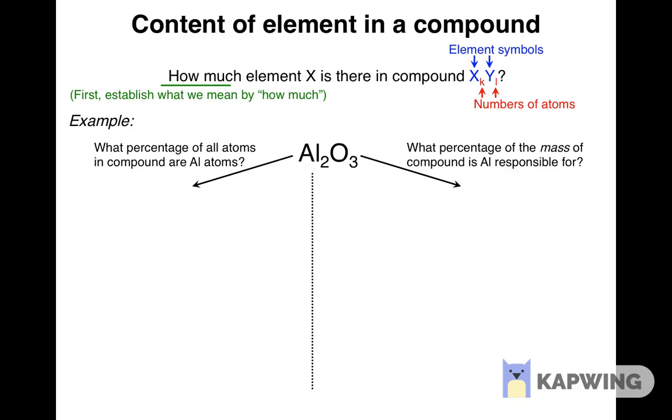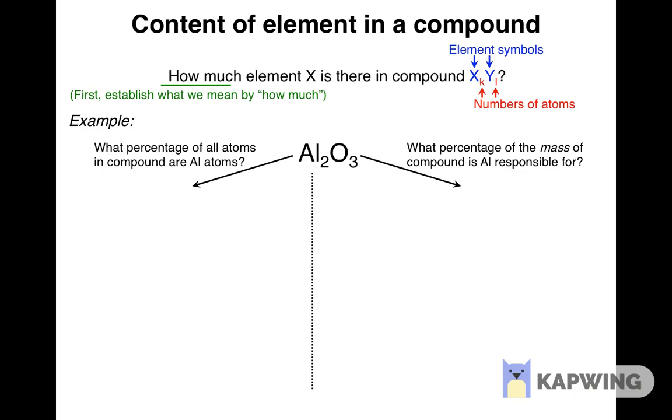If we found them, then for any sample of aluminum oxide of any size, we could easily calculate the total number of aluminum, that is the number of moles of aluminum or atoms of aluminum, and the total mass of aluminum. So let's do this.